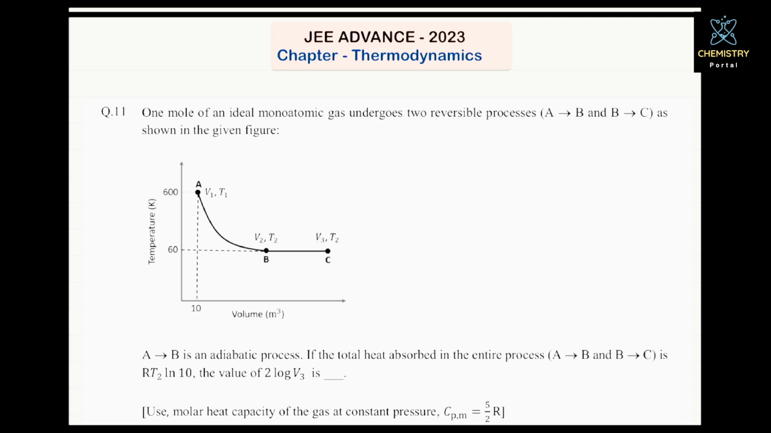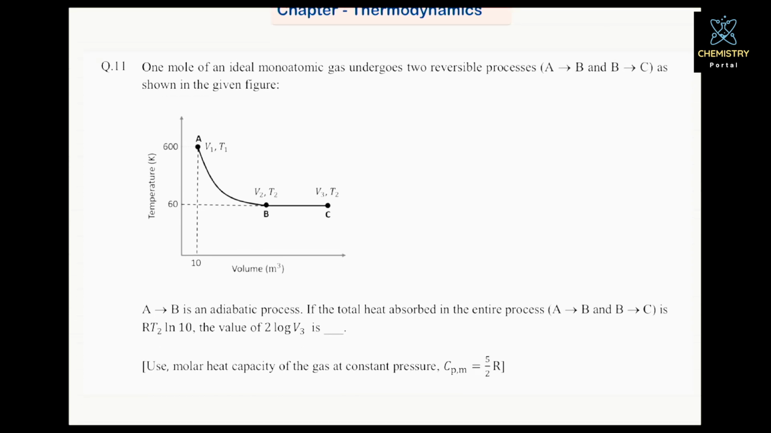Welcome to Chemistry Portal. So in today's video we will solve an important PYQ from JEE Advanced 2023 on thermodynamics. So okay, let's start. In this question, 1 mole of an ideal monoatomic gas undergoes two reversible processes, A to B and B to C.